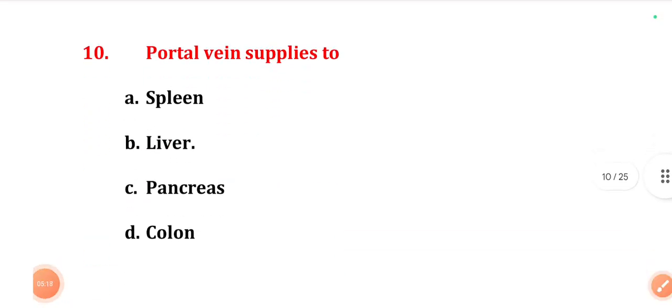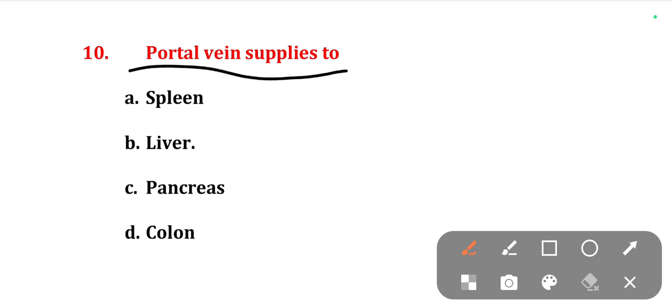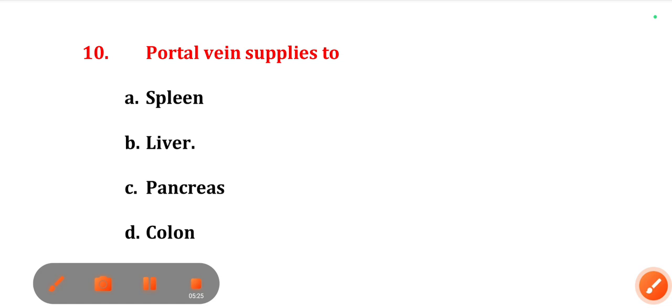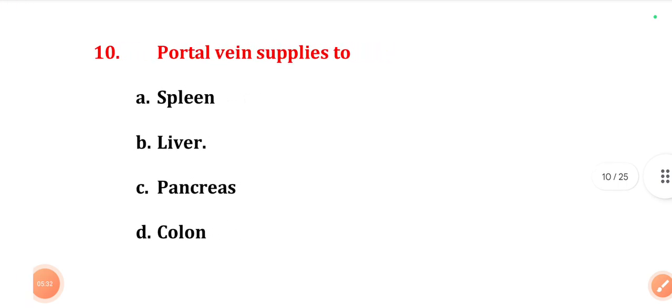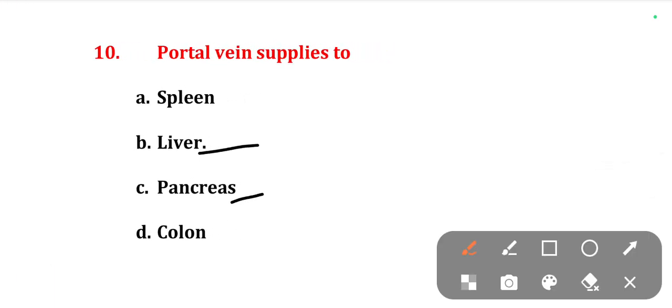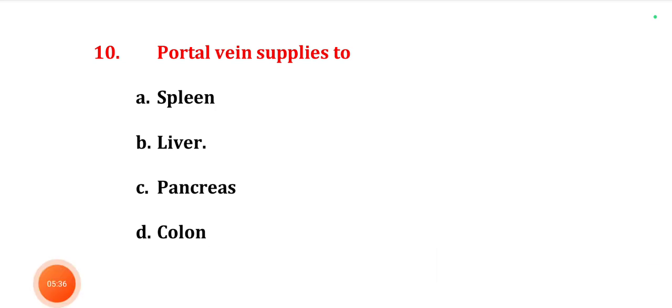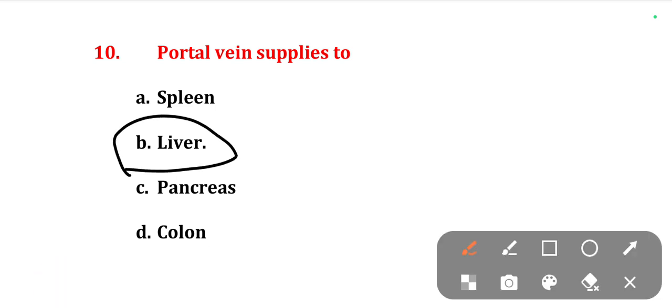The next one: the portal vein supplies to? In the portal circulation, the options are spleen, liver, pancreas, colon. The right one is liver. In the liver system we can see the portal vein, and it supplies the blood supply for the liver, that is the portal vein.